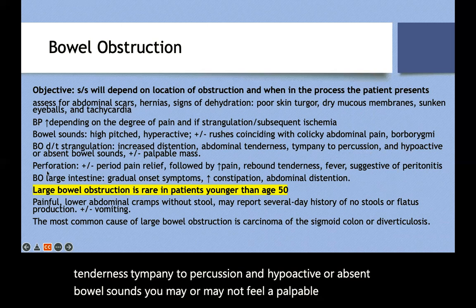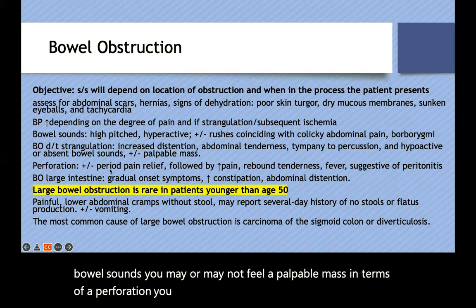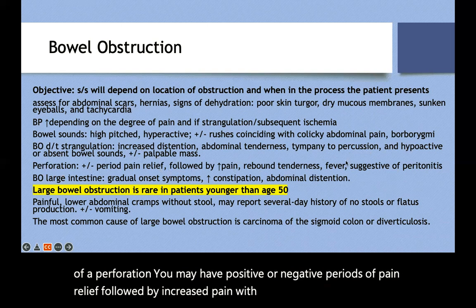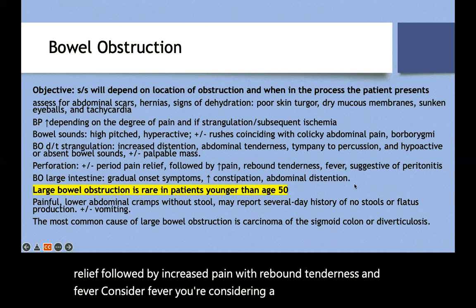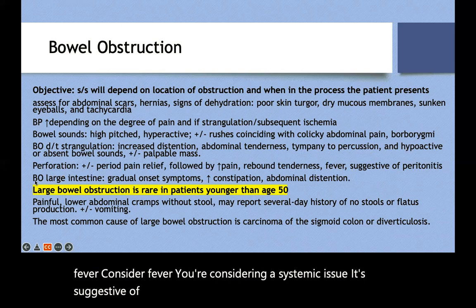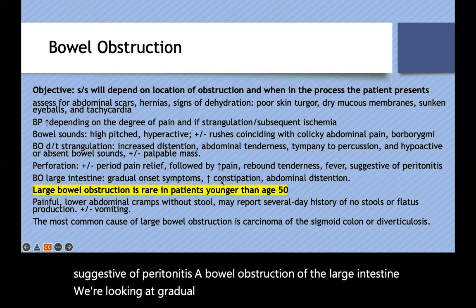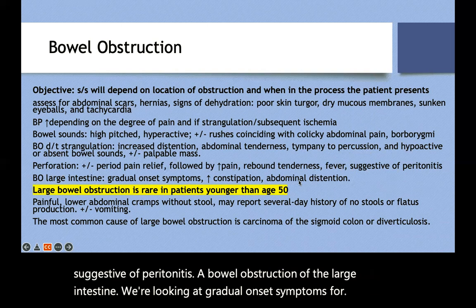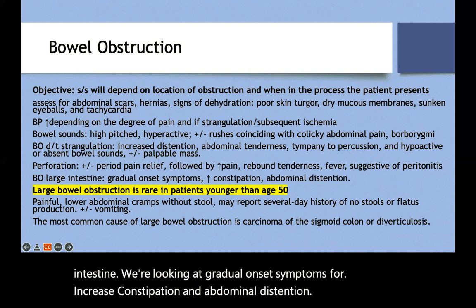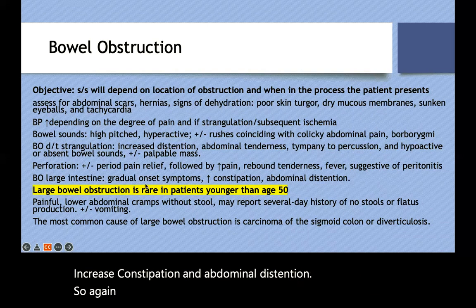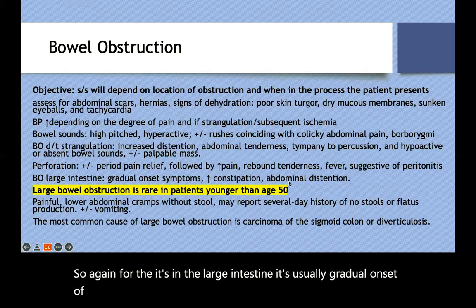In terms of a perforation, you may have periods of pain relief, followed by increased pain with rebound tenderness and fever. If you consider fever, you're considering a systemic issue. It's suggestive of peritonitis. A bowel obstruction of the large intestine, we're looking at gradual onset symptoms of increased constipation and abdominal distension. So again, if it's in the large intestine, it's usually gradual onset of symptoms and abdominal distension.